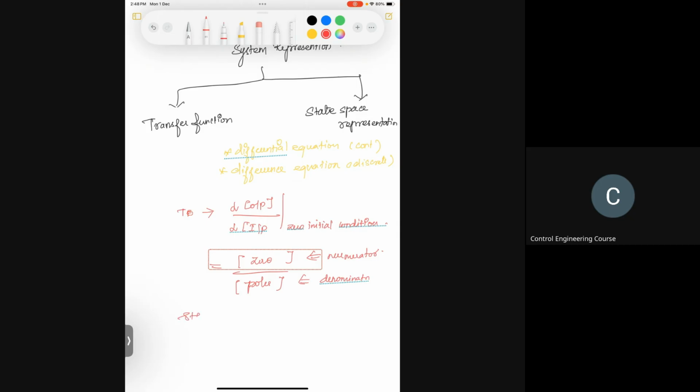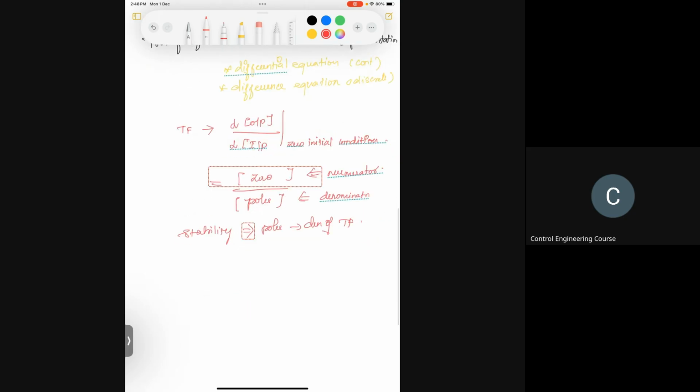So for stability, what do we use? We use only the poles, that is the denominator of the transfer function. So far we have done this. Now there is a catch here. All transfer functions assume zero initial conditions. Right. This is one of the catches.